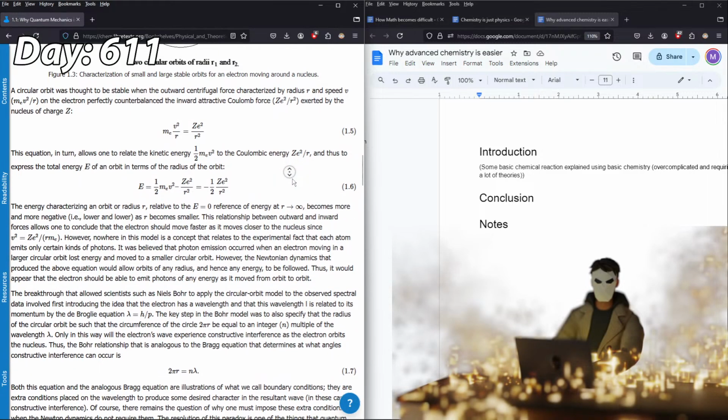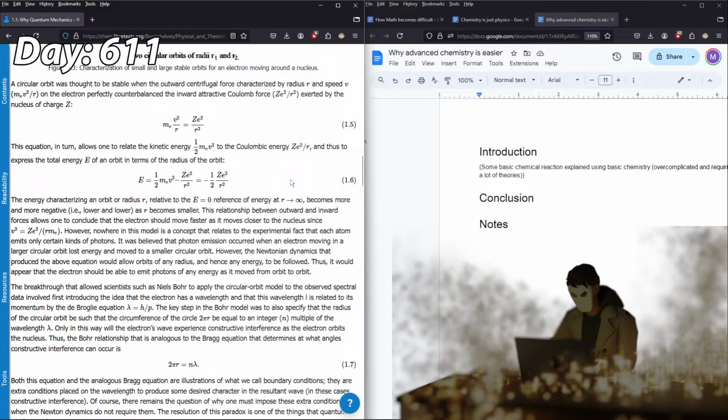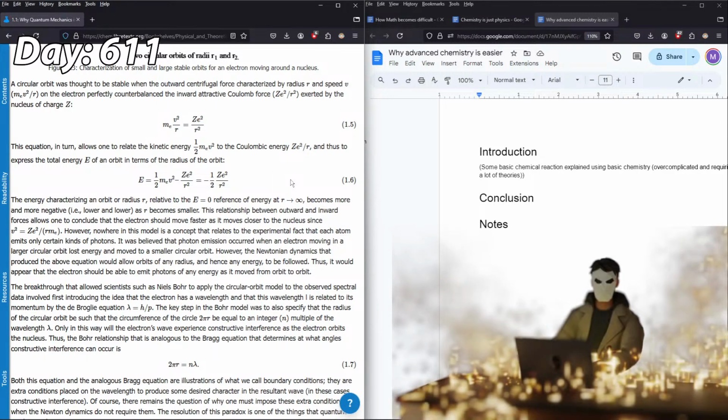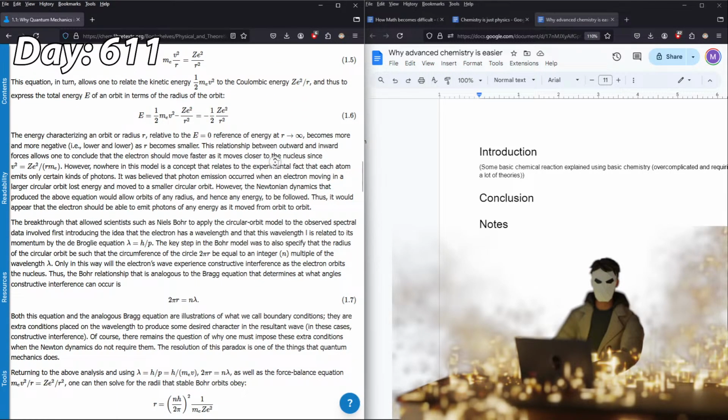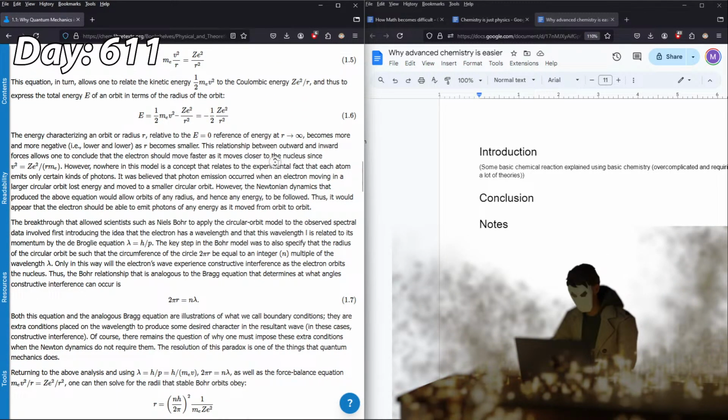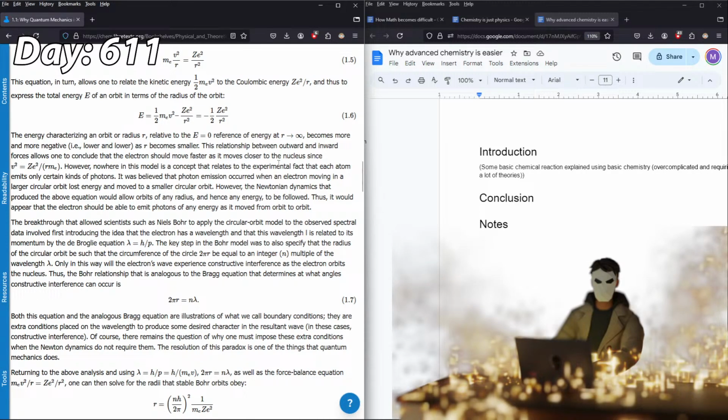Coulomb force except by nucleus charge. Okay. Makes sense. Perfectly countable, it was cool. It has to, of course. Yes, it has to counterbalance it, if I'm understanding it correctly. Of an orbit, in terms of the radius of the orbit, is this.